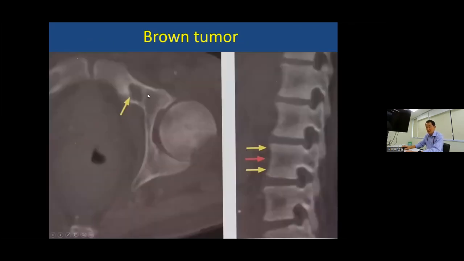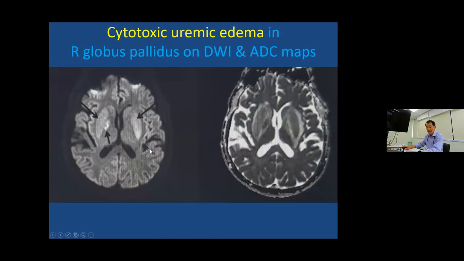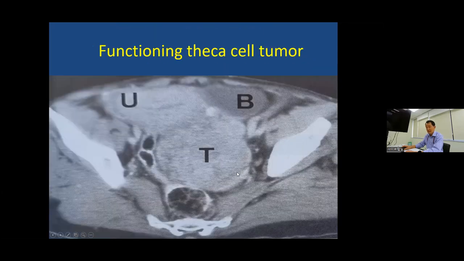Okay, chronic renal failure disease often shows so-called brown tumor here, and the bones are changing also. Now there's nephroencephalopathy. Nowadays we show all this kind of white matter signal abnormality, just like a micro vascular disease. It's a tiny thing we see often, and certain uremia patients often show this kind of white matter signal abnormality.